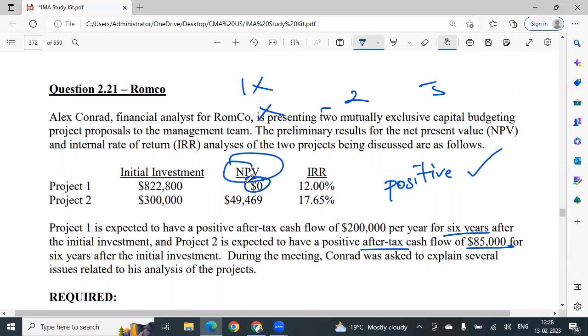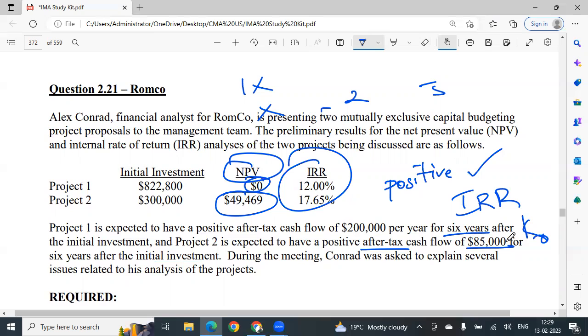So if you just see here, it is 0. What will you do based on the NPV of this particular project? You will not go with project 1. You'll go with project 2 because that NPV is positive. Now that's related to NPV. Now coming to IRR. IRR is your internal rate of return. Your internal rate of return should be more than your cost of capital.